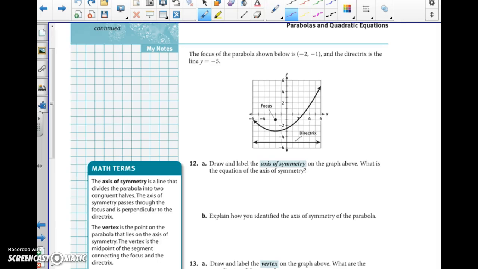All right. So the axis of symmetry, as you guys said, is x equals 0. X equals -2, let's say. X equals -2. There you go. Thank you. Okay, so we got that.